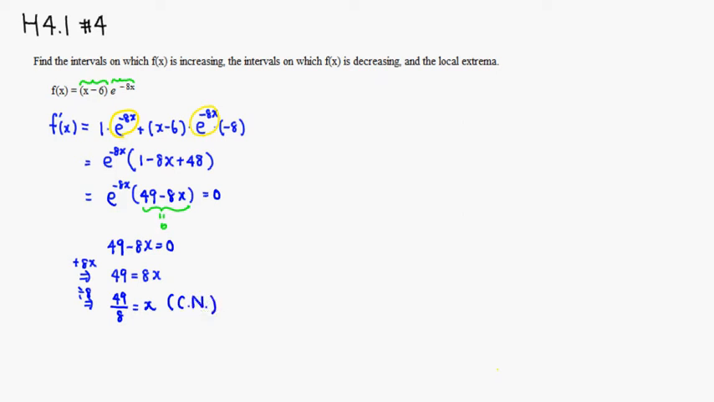Then we just need to figure out whether it's increasing or decreasing on each interval. So you have the real number line. Indicate the critical number with a tick mark there. The critical number is 49 over 8. Then we're interested in the sign of f prime. If you plug in something bigger than 49 over 8, a really big number, that turns out to be a negative quantity. The exponential function is always positive, so it's going to be negative here. If you put something smaller than that, like 1, 49 minus 8 would be positive, so you're going to have a positive here.